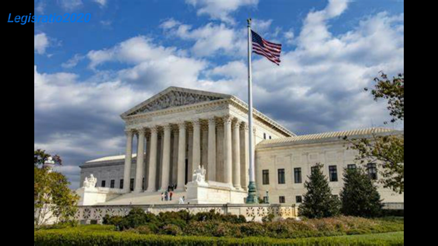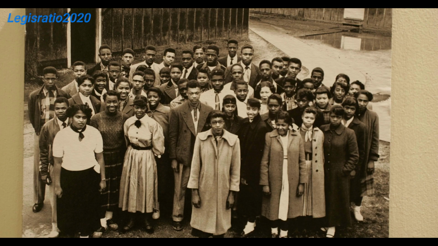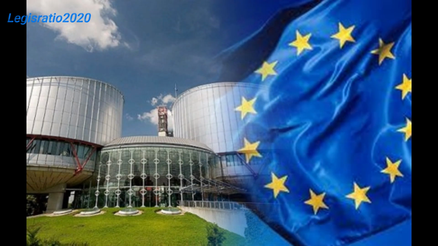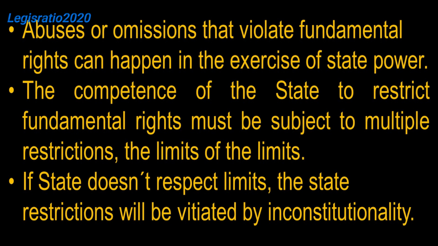In the United States, ponderation began to develop as a method of interpretation and application of the law from the decade of the 20s in the constitutional jurisprudence of the Federal Supreme Court. And it is an important element of proportionality, which the European constitutional courts have adopted with great enthusiasm. But then, according to constitutional theory, how should the state exercise its power without damaging human dignity and fundamental rights of the people?